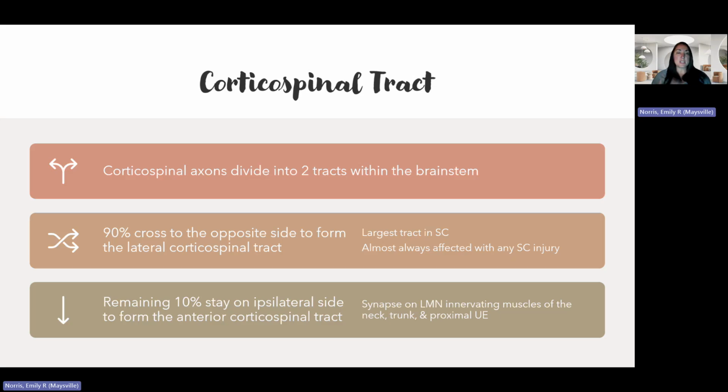The remaining 10% of this corticospinal tract stays on the same side and forms the anterior corticospinal tract. This synapses on lower motor neurons, innervating muscles of the neck, trunk, and proximal upper extremities. This tract descends to the thoracic level of the spinal cord and no further. So that's why it only innervates the neck, the trunk, and the proximal arms, but doesn't innervate anything in the legs.